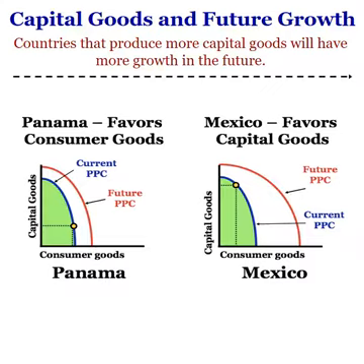Whereas Mexico is choosing to produce on a point on the PPC closer to capital goods, which is going to give them a lot more future growth potential because they're focusing on producing goods that produce other goods. So both countries grow, but capital goods grow more.